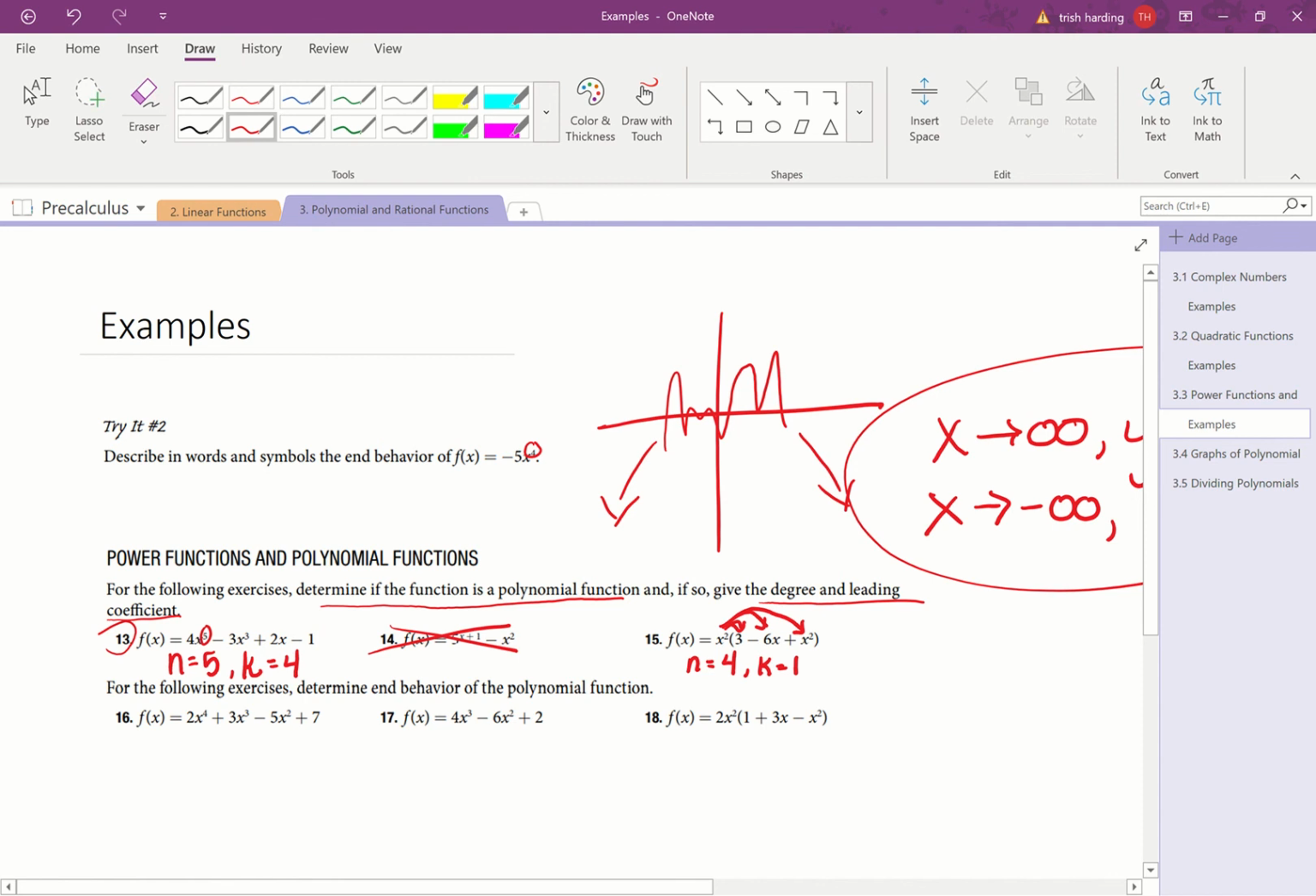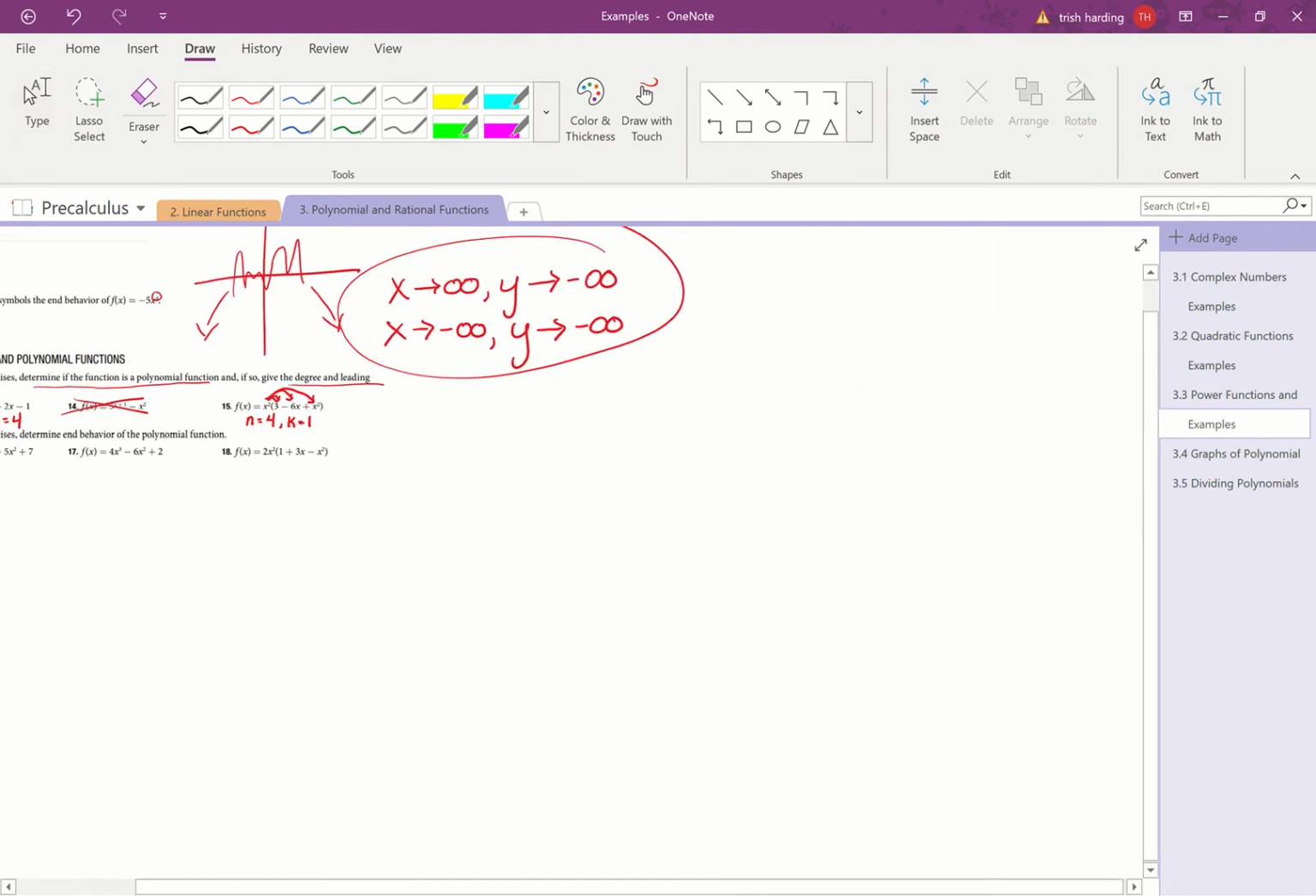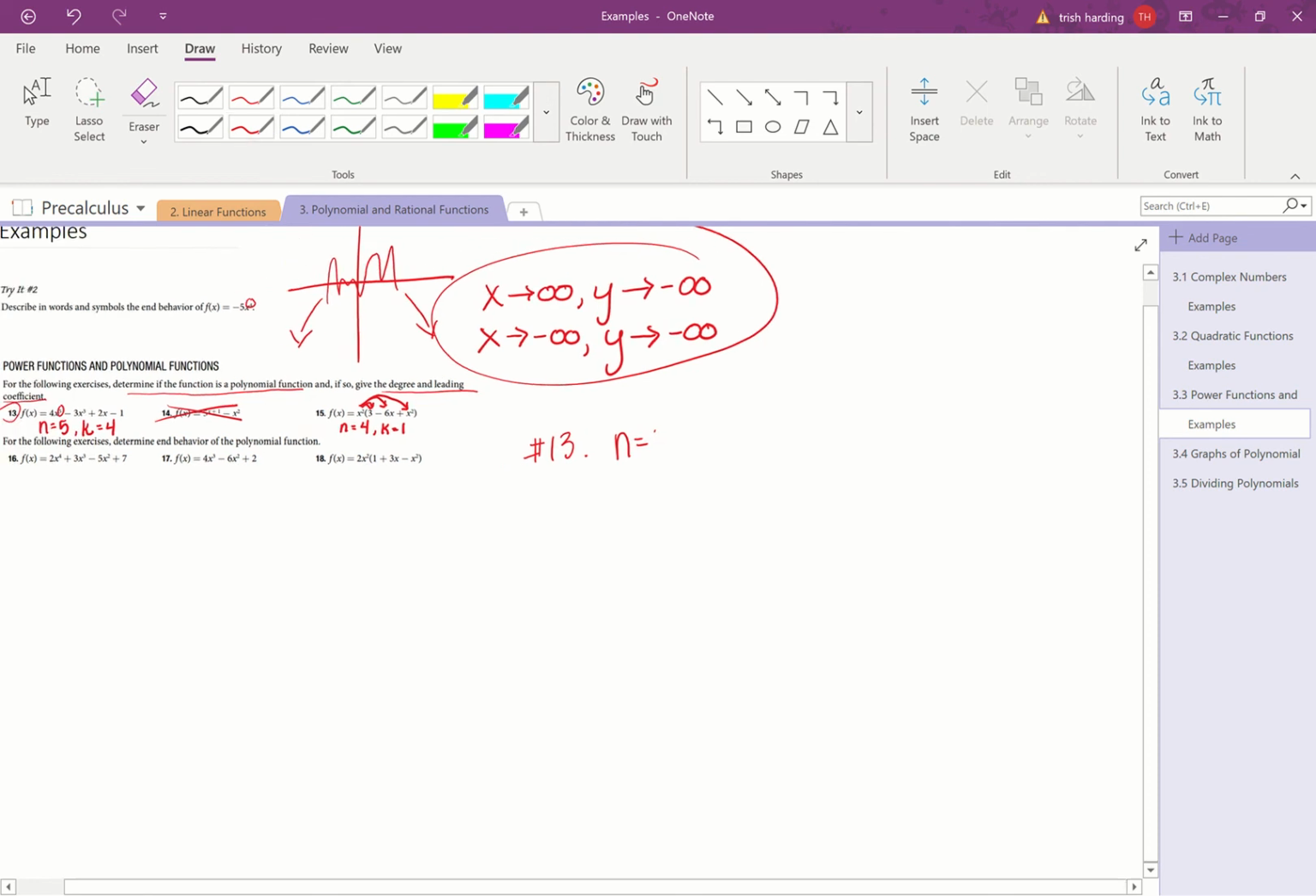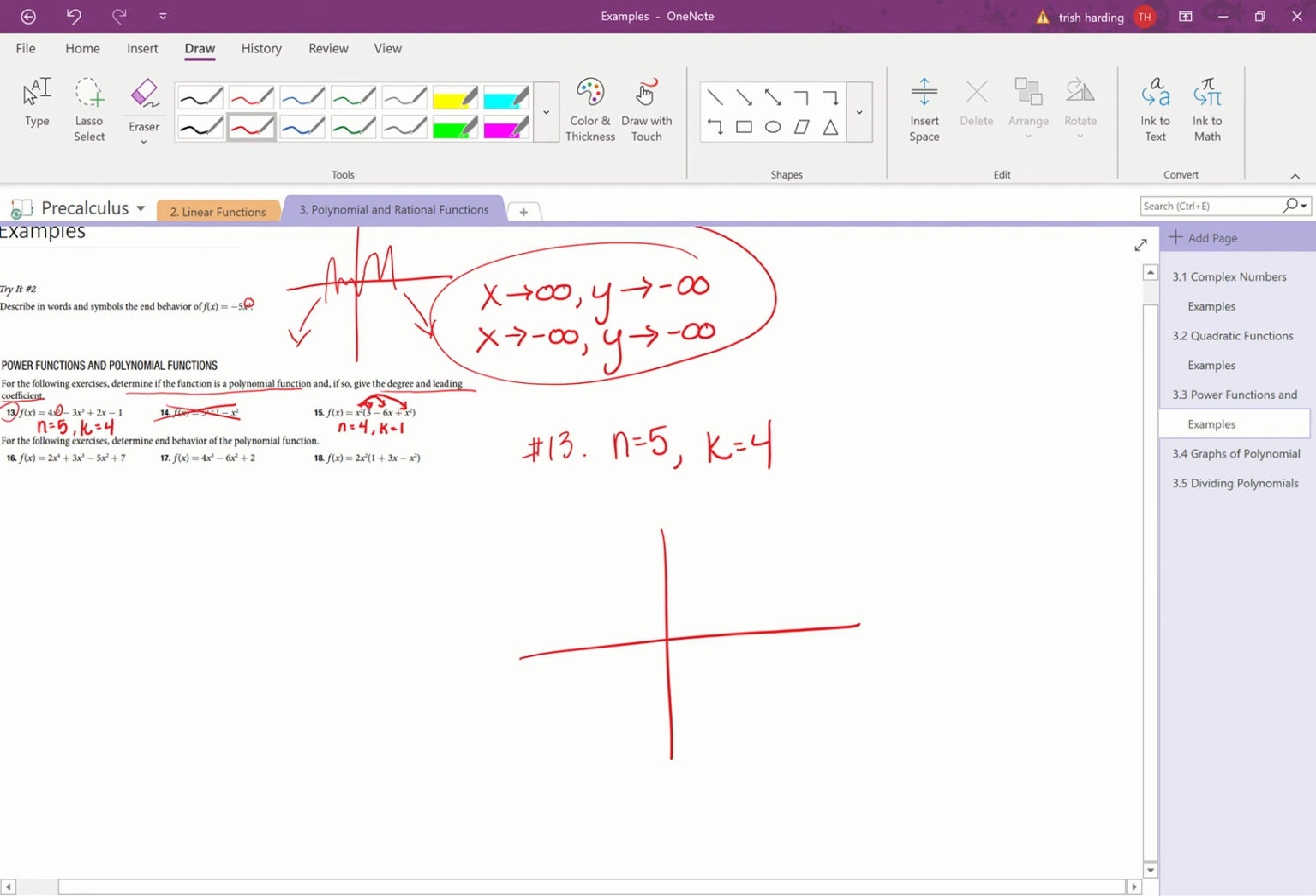One side note I will make about number 13, where we have n equals, is it 3? No, 5. n equals 5 and k equals 4. If we were talking about end behavior of a graph, the 5 would mean it is odd, and k is a positive number, so our end behavior would do something like this. I don't know what it would do in the middle, I'm sure it'd do something absolutely ridiculous. All I do know is the end behavior.